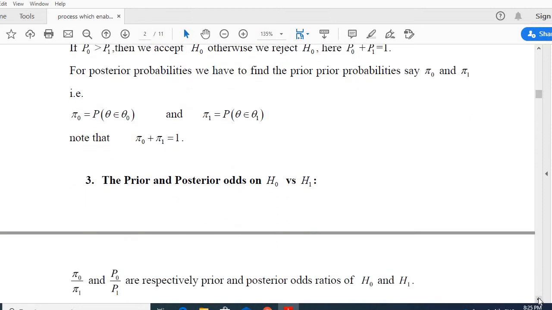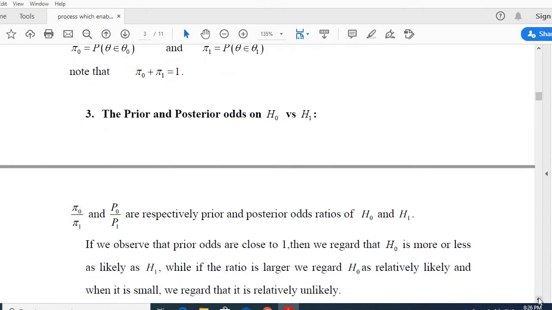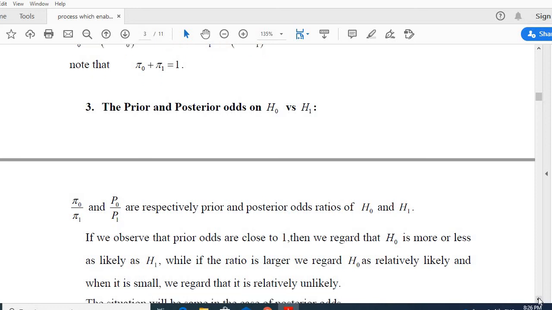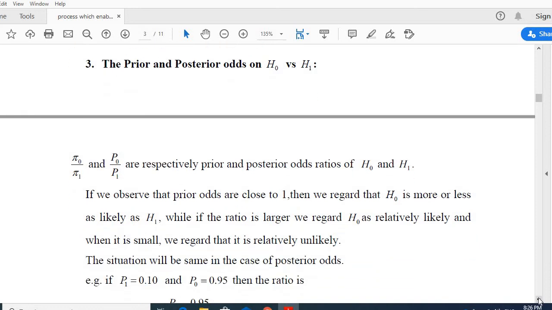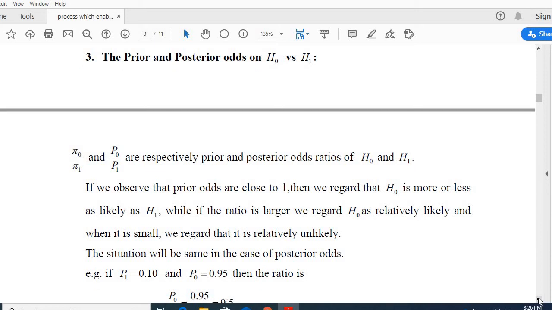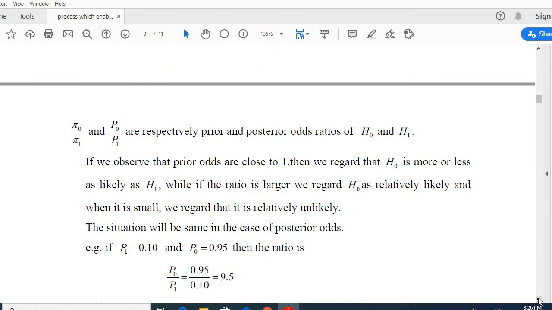The prior and posterior odds on H naught versus H1: pi naught divided by pi 1 or P naught divided by P1 are respectively the prior and posterior odds of H naught and H1. If we observe that the prior odds are close to 1, then we regard H naught as more or less as likely as H1. While if the ratio is larger, we regard H naught as relatively likely, and when it is small, we regard it as relatively unlikely.